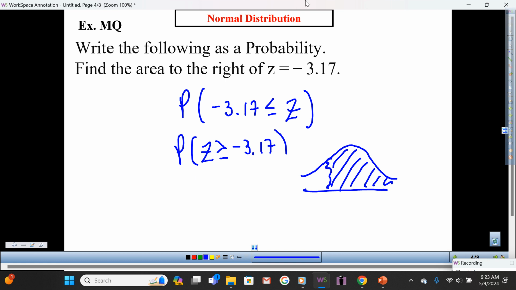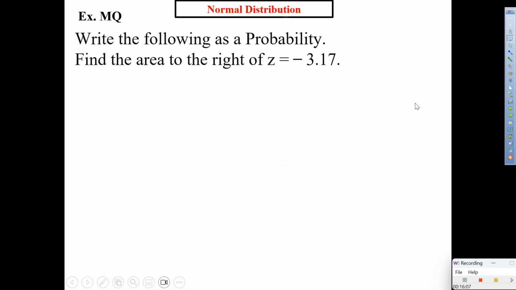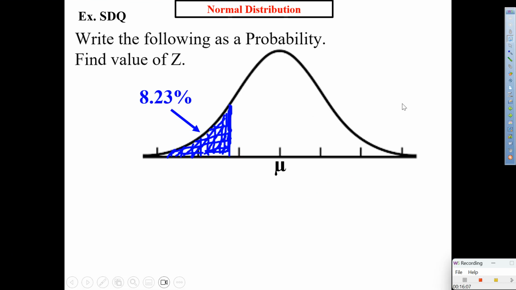Yeah? All right. So now that we're done with the simple ones, y'all ready? Copy this one. Example super duper Q. Now we're going backwards. Let's go. It says write the following as a probability and find Z. Okay. Write the following as a probability and then find Z.